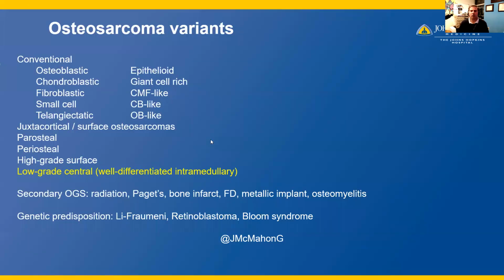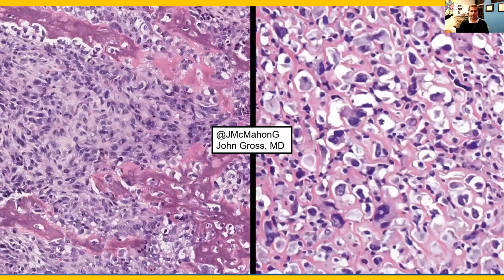So this is a low-grade central, which is also known as well-differentiated intramedullary osteosarcoma, which is a rare low-grade, grade 1 osteosarcoma variant. So I'd like to discuss with you today some of the osteosarcoma variants.